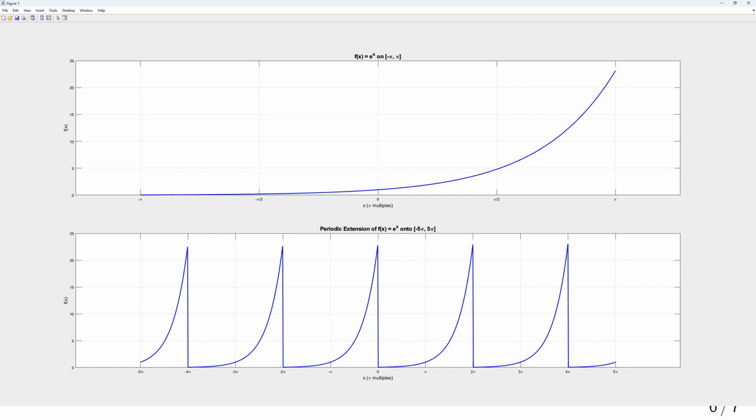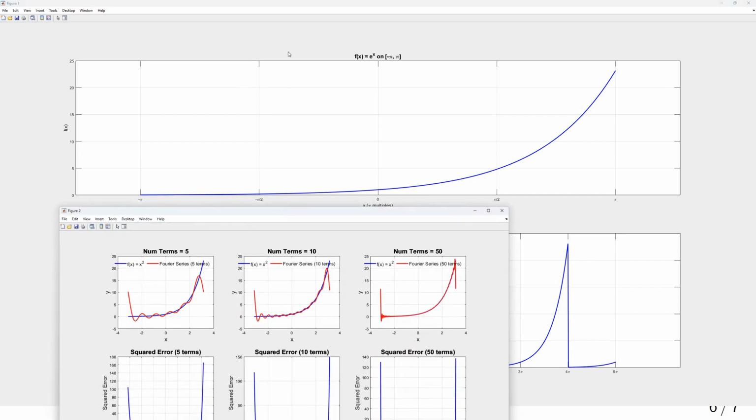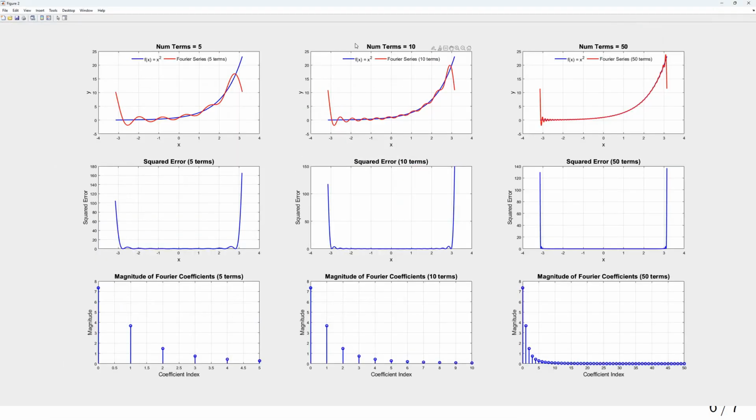When I take its Fourier series by the analysis equation and the Fourier synthesis equation, what you'll get is the following. In this top row, you're going to see the Fourier synthesis over 5 terms, 10 terms, and 50 terms. In the second row, I'm going to show the error, and the points I want to get across are: 1, increasing the number of terms generally improves the approximation. And 2, the error is highest near the endpoints. You can see that here on the squared error.